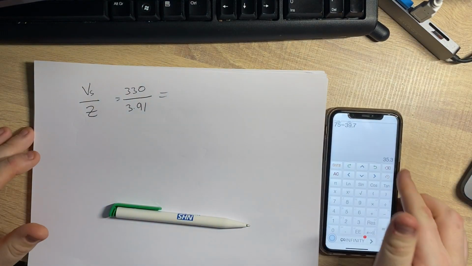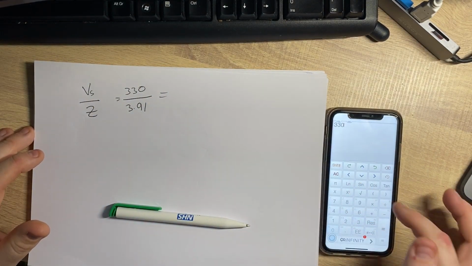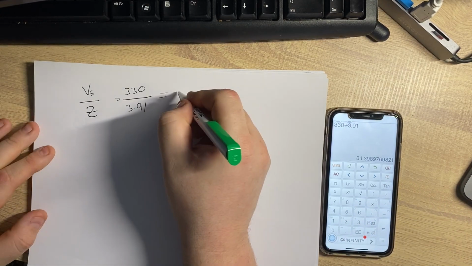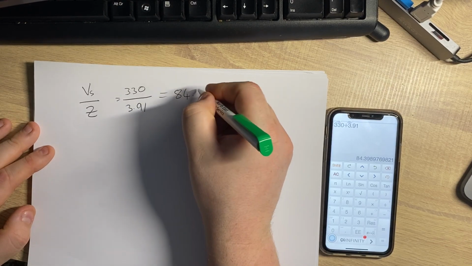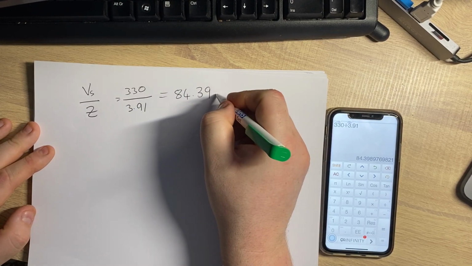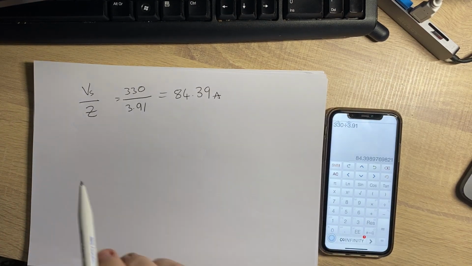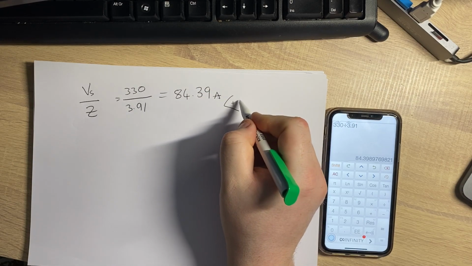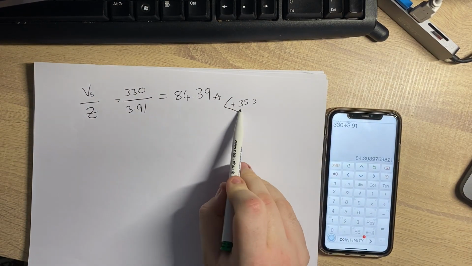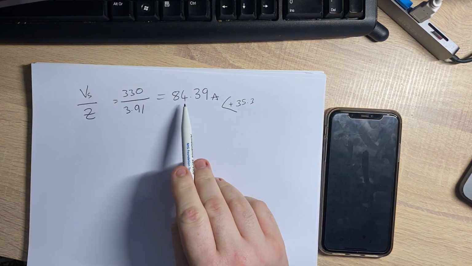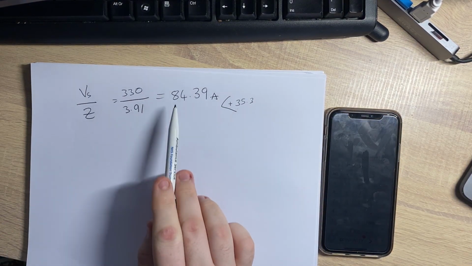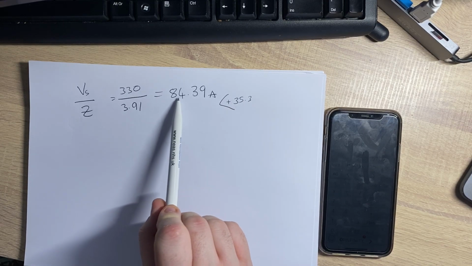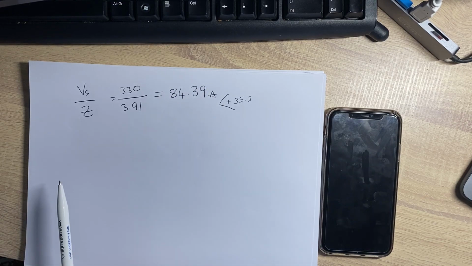So 330 divided by 3.91, that's going to give us 84.39. That's quite a lot of current. Be somewhere else if that's flowing, I think. Amps. It doesn't matter what the angle is, but you could say that the angle is plus 35.3. That's leading, so the current's leading. But to be honest with you, if you're ever asked to do this in an assignment, you can just leave that bit off. I'm not really interested, because if I'm just asking for the magnitude, it's just that value there.